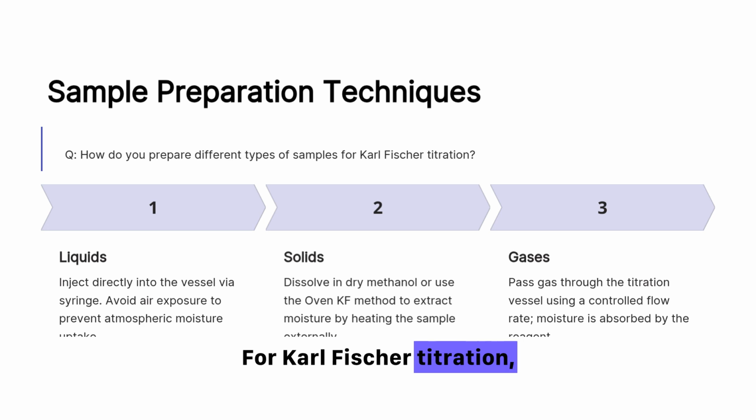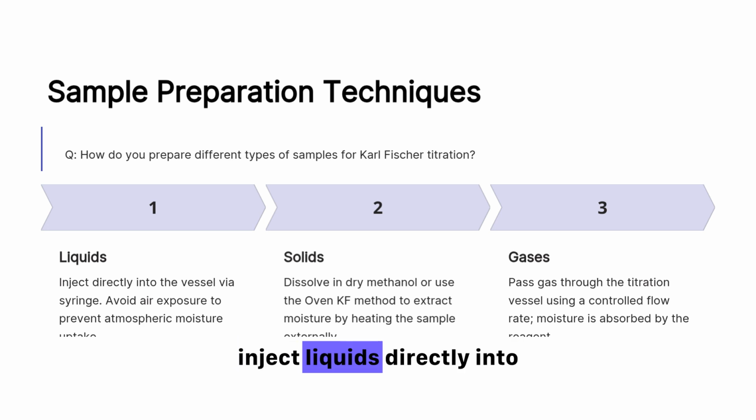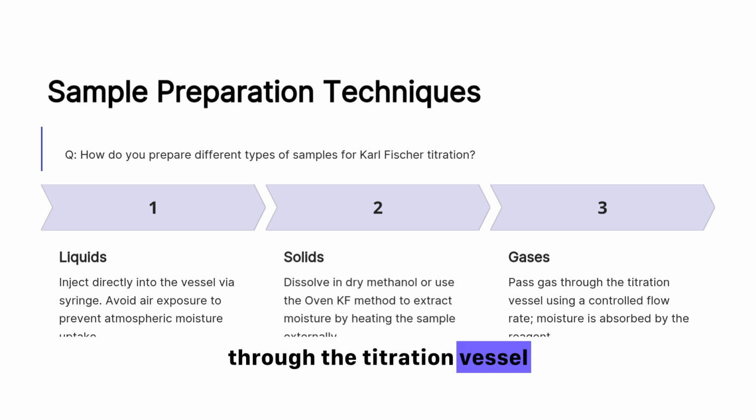For Karl Fischer titration, inject liquids directly into the vessel using a syringe to avoid atmospheric moisture. Dissolve solids in dry methanol or use the oven Karl Fischer method for moisture extraction. For gases, pass them through the titration vessel at a controlled flow rate to ensure moisture absorption by the reagent.